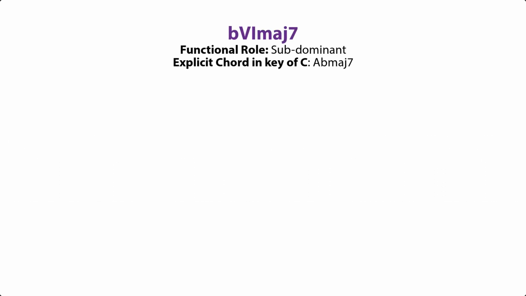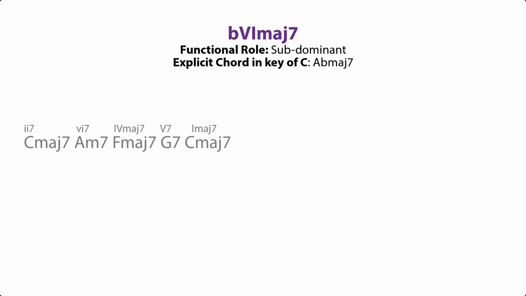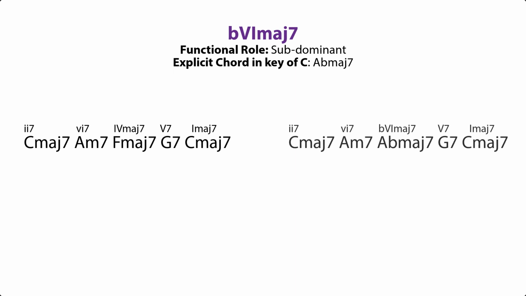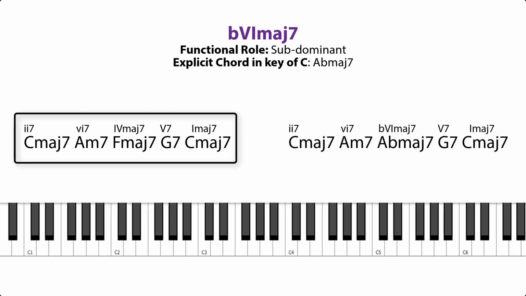For our last borrowed chord, let's look at the flattened 6 major 7th. In the key of C major, this would be an A flat major 7th. Functionally, this plays the role of a subdominant because it leads quite naturally into the dominant chord. So for example, again, let's say you're playing a C major 7th to an A minor 7th to an F major 7th to a G dominant 7th, and back to C major 7th, you could substitute the F major 7th for the A flat major 7th. It would sound like this.